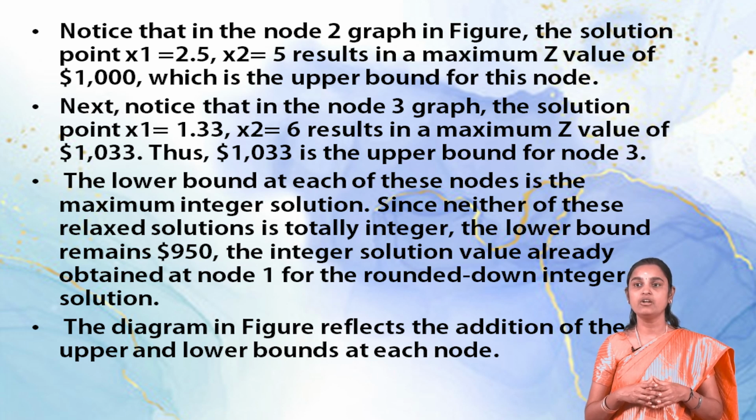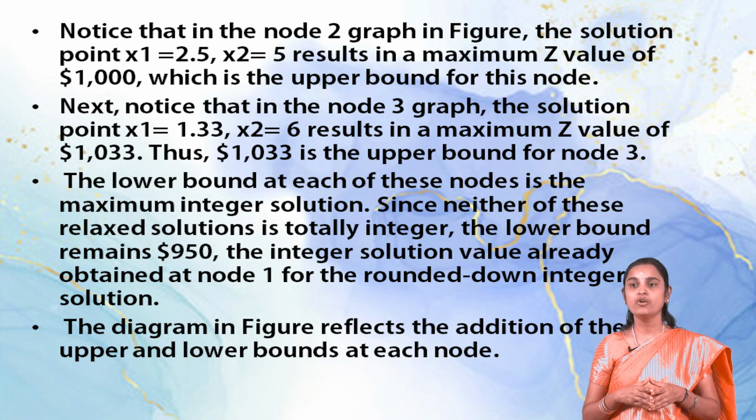Next, notice that in the node 3 graph, the solution point x1 equal to 1.33 and x2 equal to 6 results in the maximum z value of $1033. Thus, $1033 is the upper bound for node 3. The lower bound at each of these nodes is the maximum integer solution. Since neither of these relaxed solutions is totally integer, the lower bound remains $950, the integer solution value already obtained at node 1 for the rounded down integer solution.